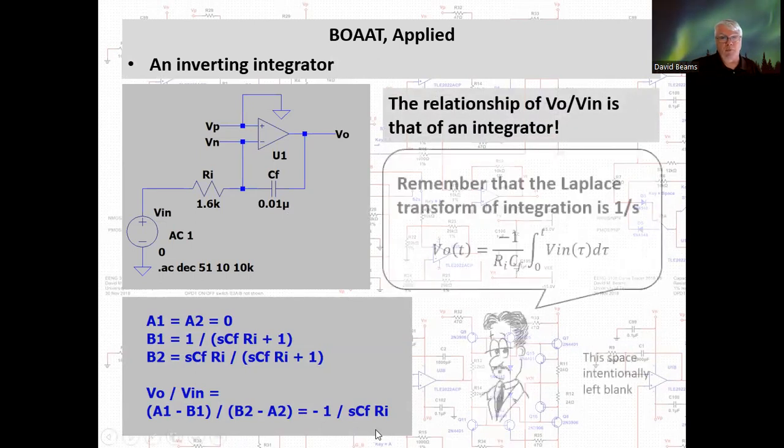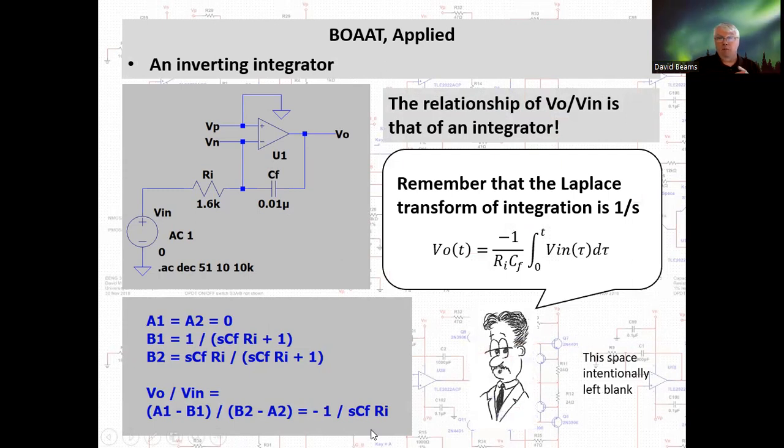If you're familiar with the Laplace transform, you know that multiplication by 1 over S in the Laplace domain is the representation of integration in the time domain. This circuit implements an output voltage in the time domain: V O of t is minus 1 over R I C sub F times the integral from 0 to t of V in of tau d tau, where tau is a dummy variable of integration. And of course, if there were an initial condition on the output voltage at time t equals 0, we could add that to the formula.